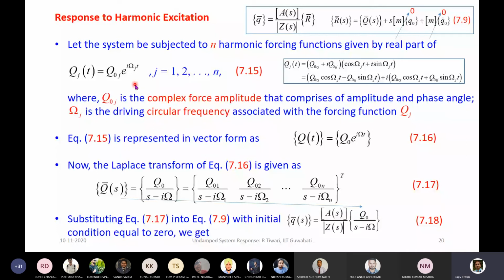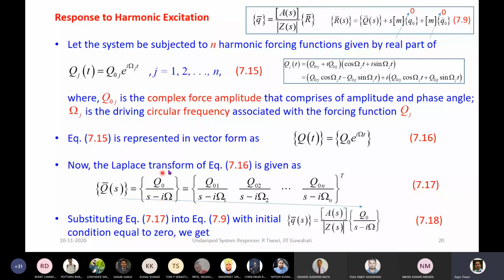So when we get the response in the complex form, we'll say that we are interested in the real part of whatever quantity we obtained. In between, we'll not talk about the real part. That is the understanding: the force is actually a real number, and because of mathematical convenience we have written it in the complex form. Once we get the response, we'll take the real part of that, and the imaginary part we'll ignore.